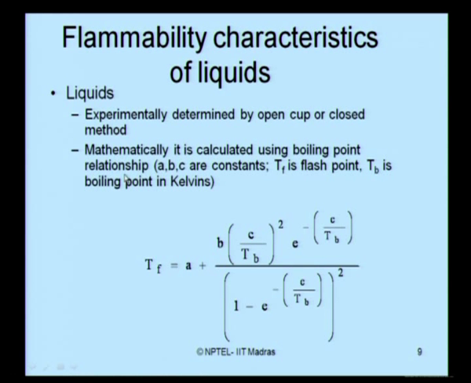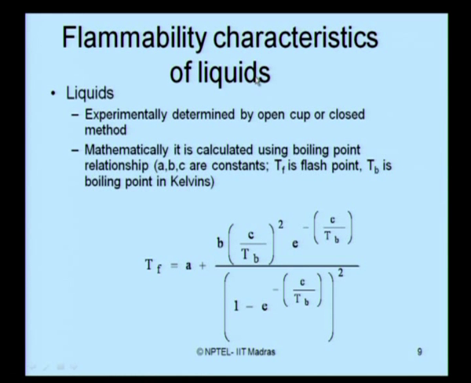On the other hand, you can also mathematically estimate the flammability characteristics using the following equation. The flash point is what we will be interested in as a flammability characteristic of the liquid. This is given by a simple expression here, where the expression has constants A, B and C. Tf is the flash point, and of course, Tb is the boiling point given in kelvins. So, for a liquid, if I know the boiling point and the constants A, B and C, using this relationship I can easily estimate the flash point for this liquid.